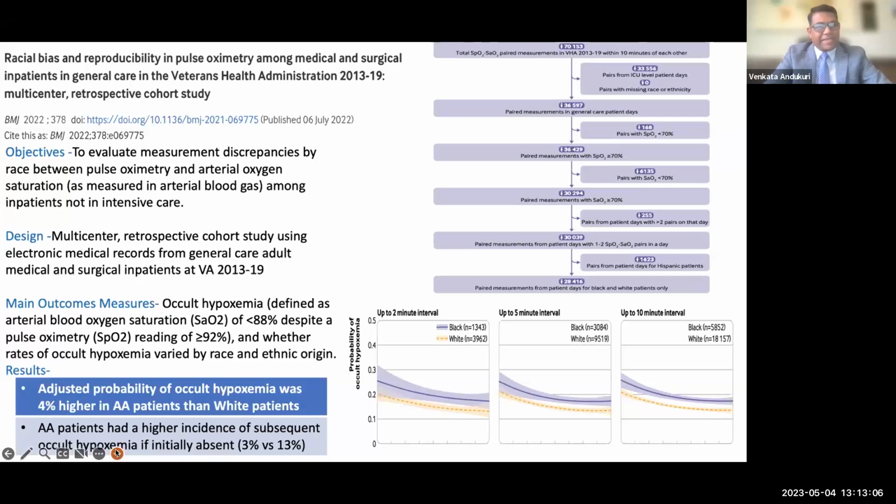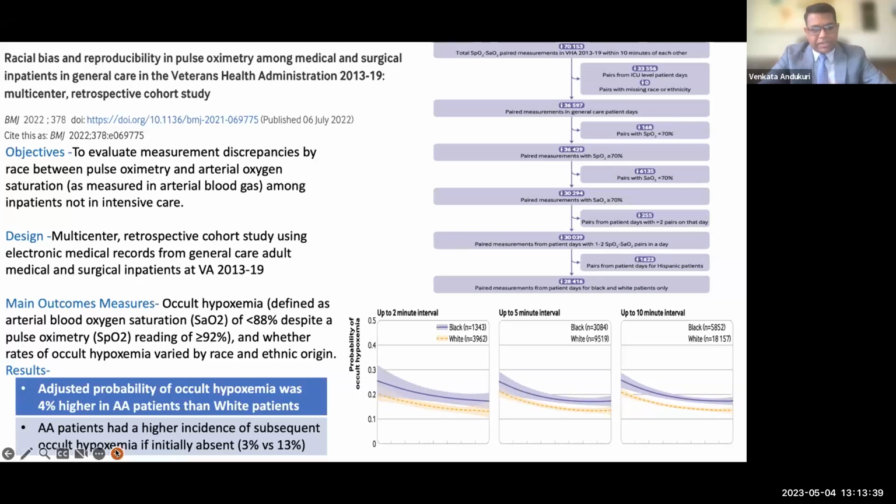So, racial bias and reproducibility in pulse oximetry among medical and surgical inpatients in general care in the VA from 2013 to 2019. It's a multi-center retrospective cohort study, published in BMJ in 2022. The objective of this study was to evaluate measurement discrepancies by race between pulse oximetry and arterial oxygen saturation, as measured in arterial blood gas, among inpatients not in intensive care. So that's important to note.